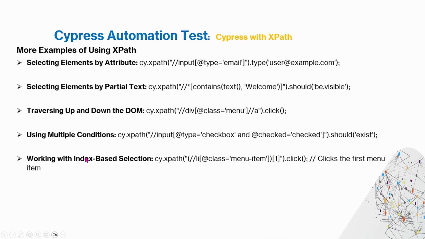You can also work with index-based selection. Right here we use XPath to get all the items with class menu item. And within that list of all those different menu items, we just select the first one and then we click it.